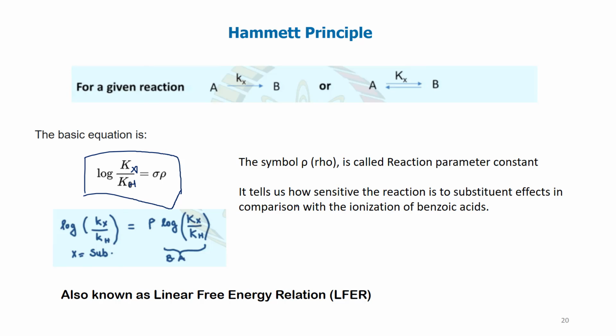So whatever value you get in case of benzoic acid, for a different reaction you will get a different value, but this rho value will correlate with that of the benzoic acid value. From that you can get an idea of which intermediate is involved in our reaction. Suppose a reaction gives a rho value similar to that of benzoic acid, then it is going through a similar kind of reaction pathway. So this equation is also known as a linear free energy relation.